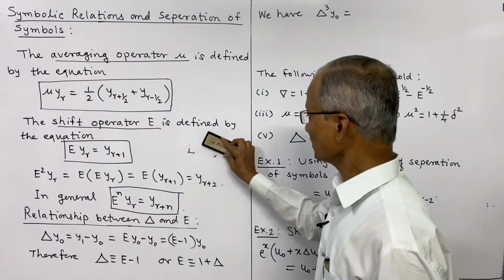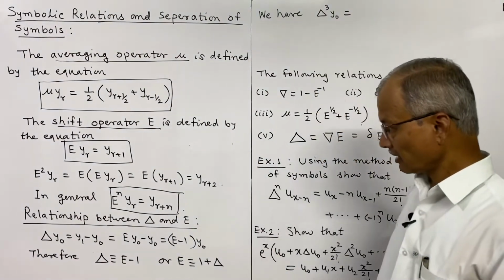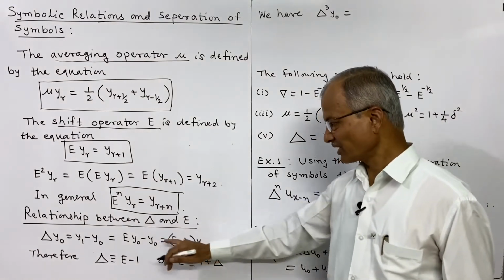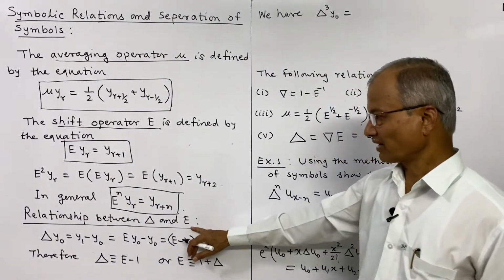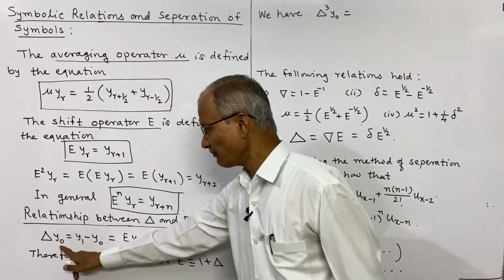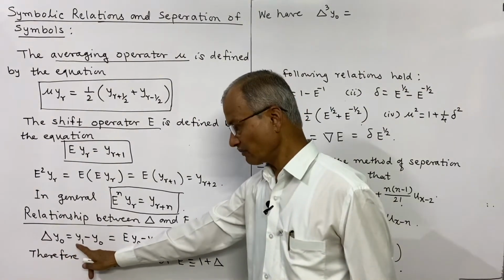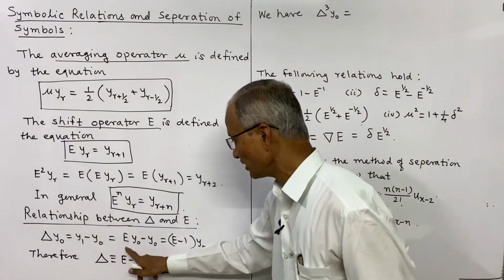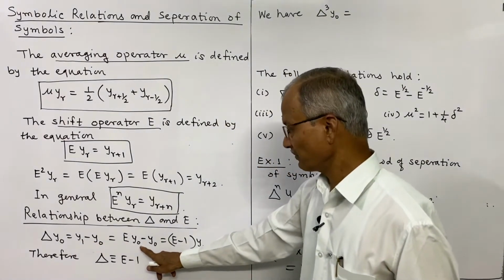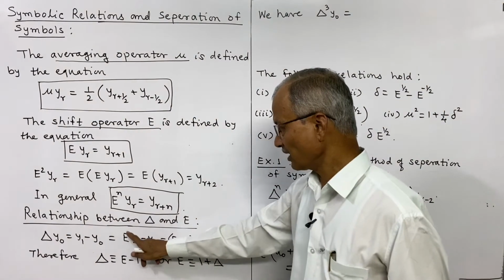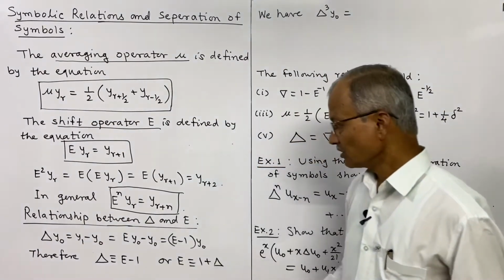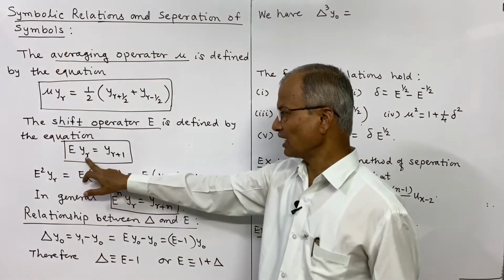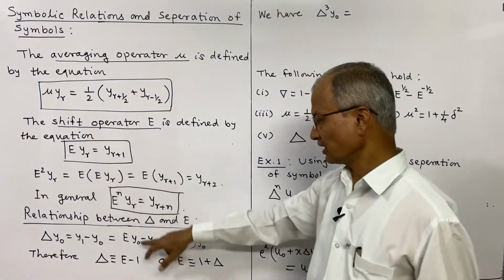And now the relationship between delta and E. This is the forward difference operator and this is the shift operator. We know delta of y0, which we defined in the last lecture, is y1 minus y0. And this y1 can be written as E of y0 by definition, since 1 plus 0 is 1. By this definition r is 0, therefore E of y0 is y 0 plus 1, that is y1.